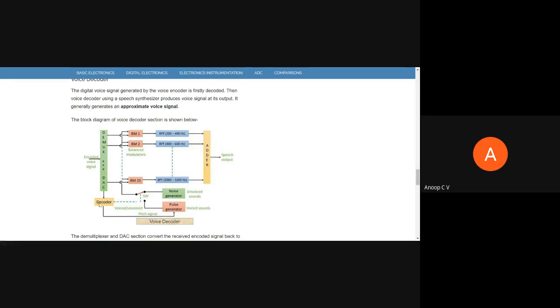For that, we give this encoded voice signal to the voice synthesizer part. I initially showed you the voice synthesizer part, right? It's given to a pulse generator. The pulse generator will produce voiced sounds, and the noise generator will produce unvoiced sound. Depending upon whether it's voiced or unvoiced, that switch will control. So this part will tell whether it is voiced sound or unvoiced sound.